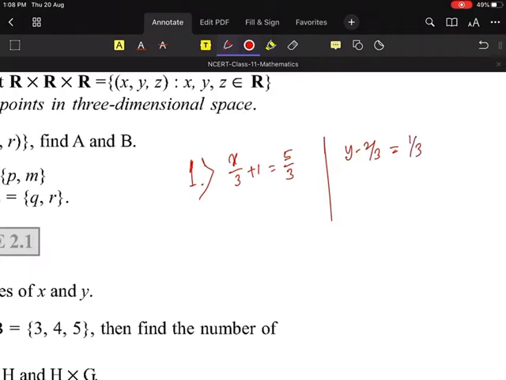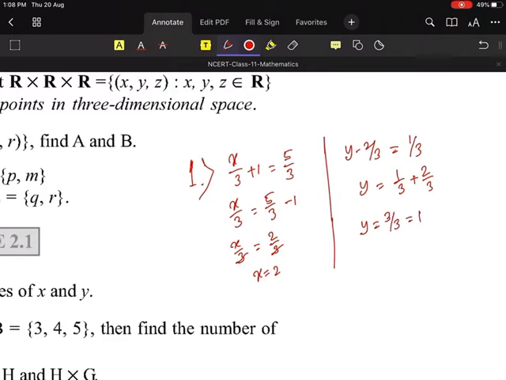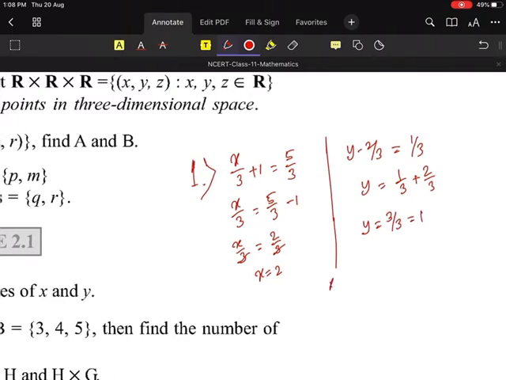From here I need to find the values of x and y. So let us take the constants to the other side. I get x/3 = 5/3 − 1, and on this side y = 1/3 + 2/3. Here 5/3 − 1 is 2/3, so x/3 = 2/3. The 3 goes out and we get x = 2. And 1/3 + 2/3 becomes 3/3, which gives y = 1. So the values are x = 2 and y = 1. These are my answers to question number 1.